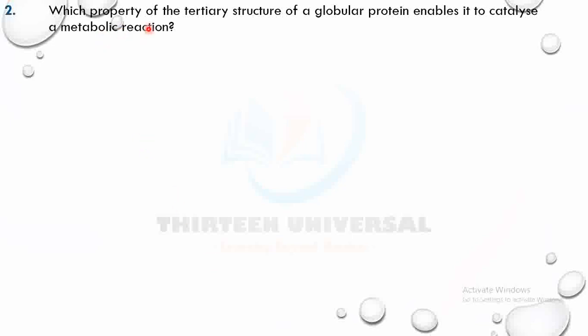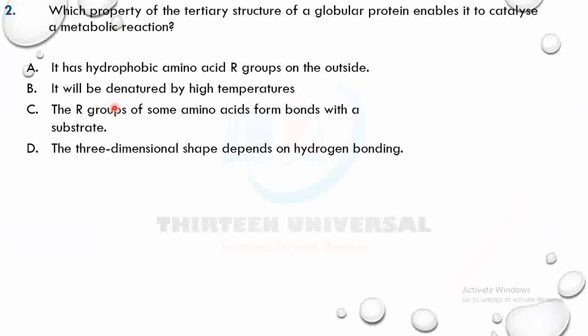Which property of the tertiary structure of a globular protein enables it to catalyze metabolic reactions? Pause the video and solve the question. Option A: it has hydrophobic amino acid R groups on the outside. No, that's not it. A globular protein has hydrophilic R groups on the outside, not hydrophobic, so that it can interact with water. That's why all globular proteins are soluble.